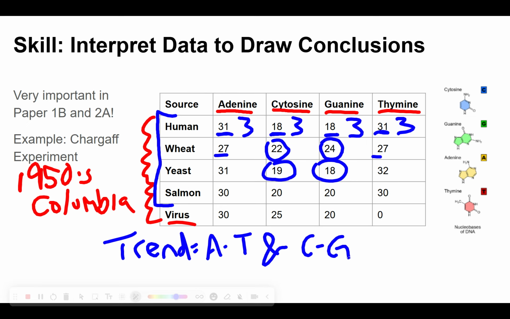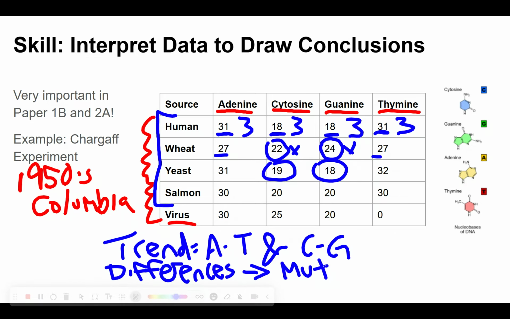Also, I think the IB could ask, what's up with these, where they're a little bit different? And I would say that the differences, once you've studied DNA a little bit, could be accounted for by the idea that there are mutations and occasional mistakes in DNA replication. Mutations, mistakes.